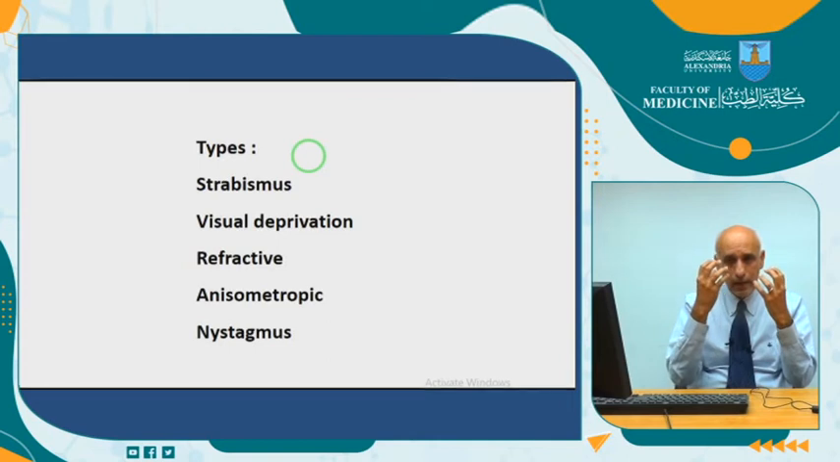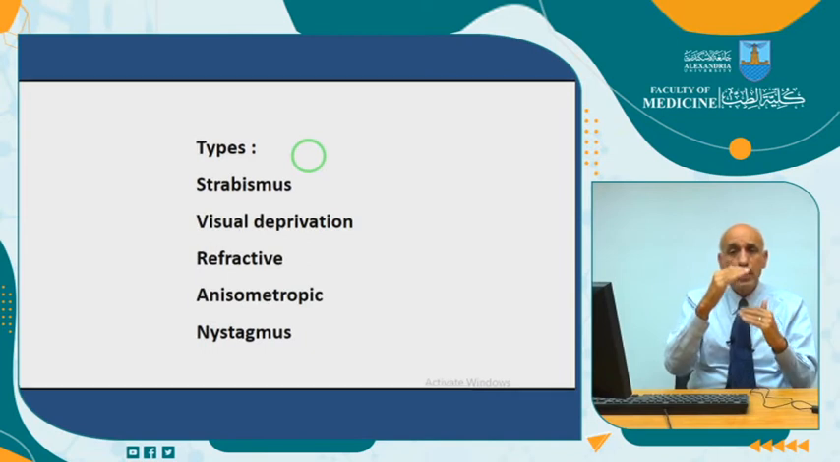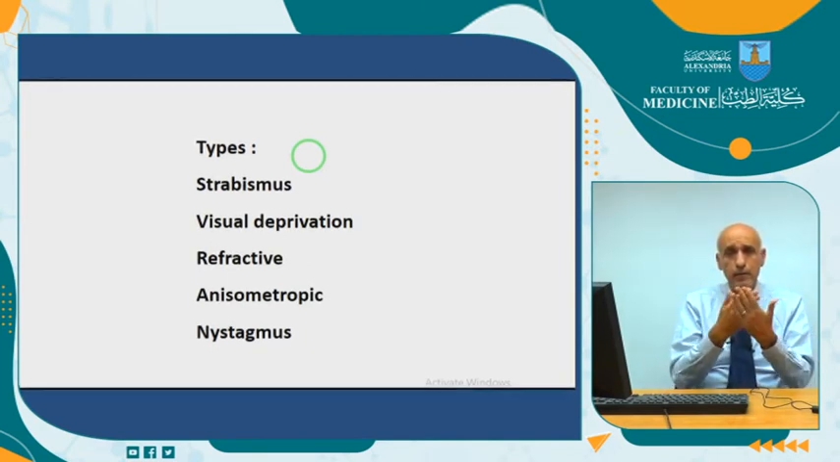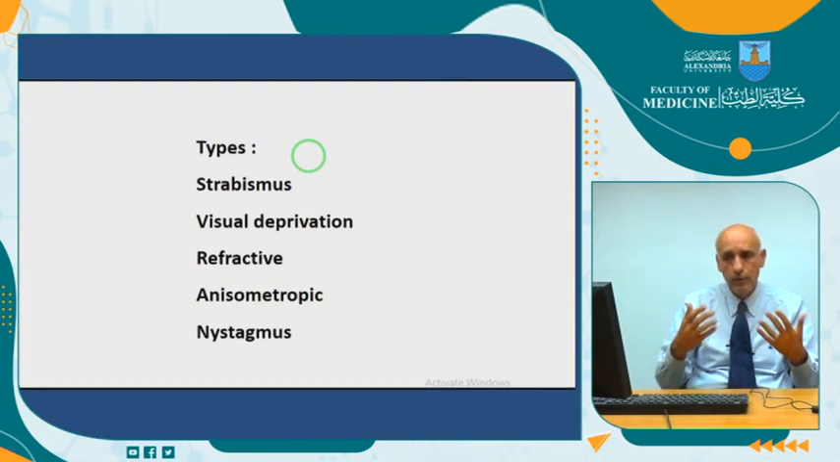Anisometropia, that means that there is a difference between the refraction of both eyes. For example, one eye is -1 and the other eye is -6 diopter. Whenever the difference is more than 3 diopters, we call it anisometropia. That means the size of the picture will not be the same between both eyes, then he will have a problem in fusion. He will develop amblyopia.